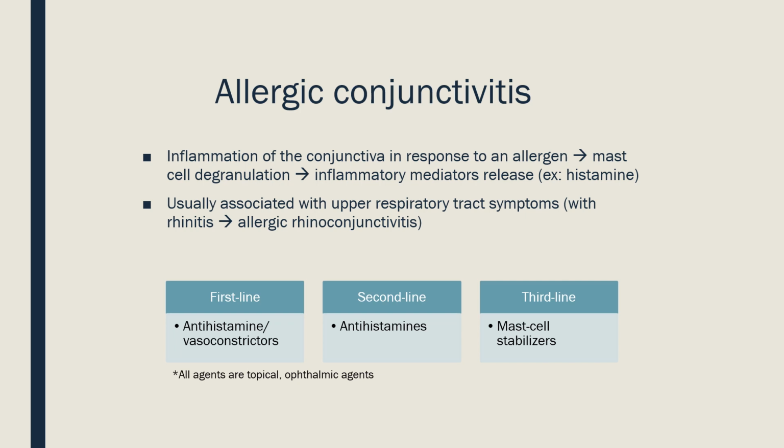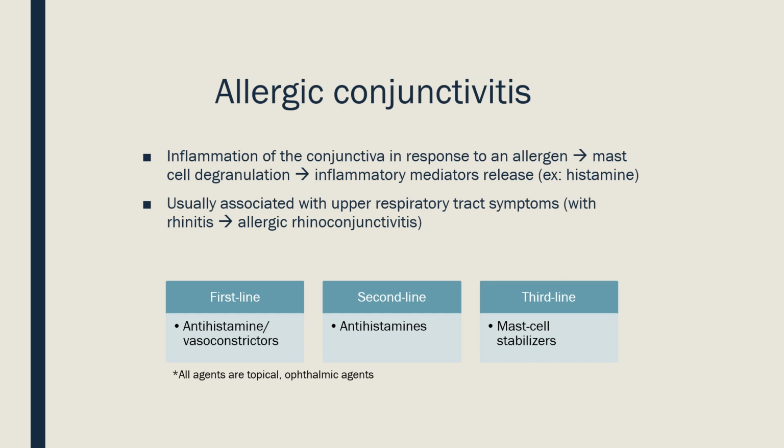Allergic conjunctivitis is inflammation in response to an allergen, causing mast cell degranulation and inflammatory mediator release, including histamine. First-line treatment includes over-the-counter antihistamine and vasoconstrictor agents. Vasoconstrictors are inexpensive, over-the-counter, and therefore first-line. However, these agents should only be used in short-term or episodic cases. Second-generation topical histamine H1 receptor antagonists are second-line. Antihistamines are more effective than the vasoconstrictors, but can be more expensive.